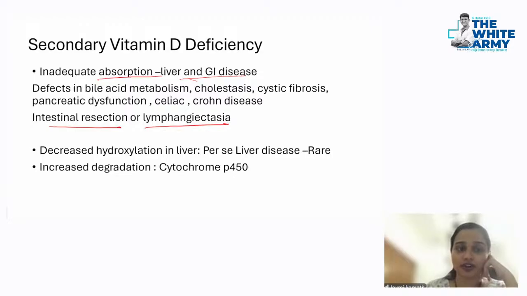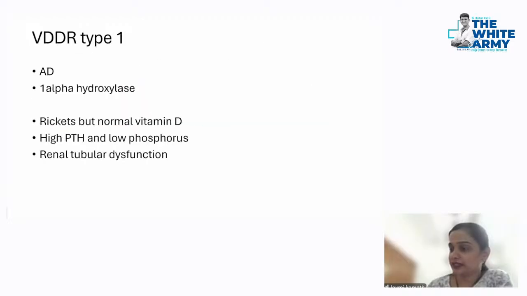So these also can cause inadequate absorption of vitamin D, or increased degradation due to activation of cytochrome P450 enzymes, like in ATT drugs, antitubercular drugs, or anti-epileptic drugs. See, per se liver disease causing decreased hydroxylation is very rare. That's what I told you. Only if more than 90% of the liver parenchyma is gone do you have liver parenchymal induced vitamin D deficiency. Correct? So next, going to vitamin D dependent rickets type 1.